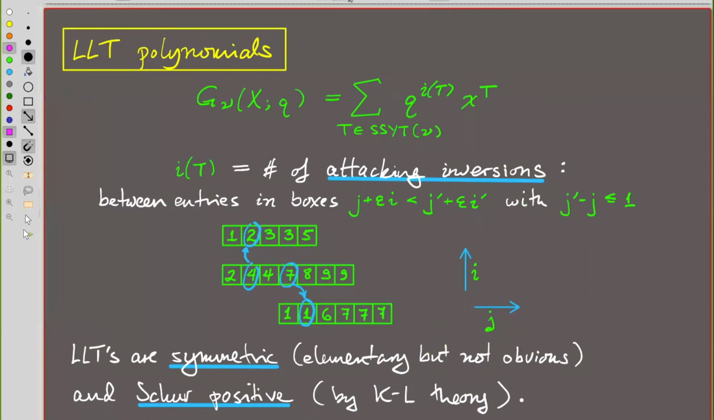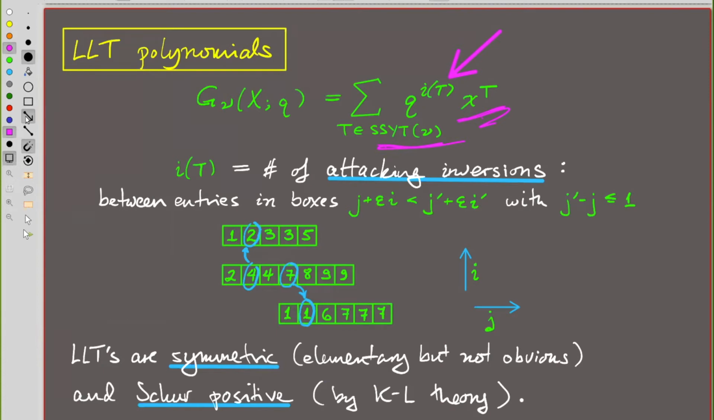Now, let me define what an LLT polynomial is generally. It's a symmetric function. It's given by a formula much like a Schur function, where you look at all semi-standard Young tableaux on your tuple of shapes. Take a monomial x to the t, which is the usual weight of a tableau. But now we also weight it with a q power, q to the I of t, where I is the number of attacking inversions in the tableau. And so those are inversions between entries of the tableau when you read them in a certain order and between certain boxes in certain positions.